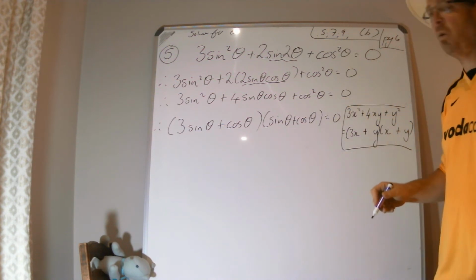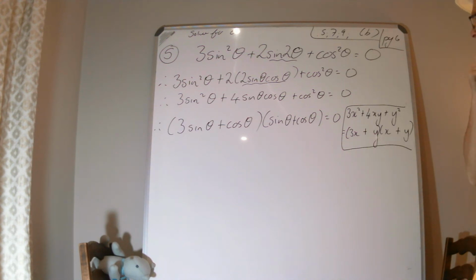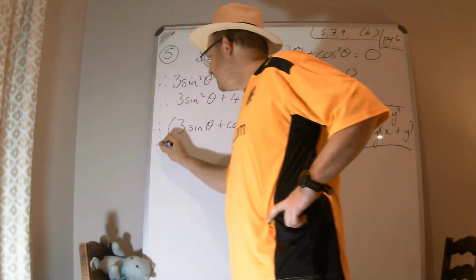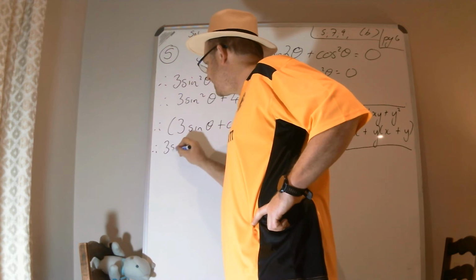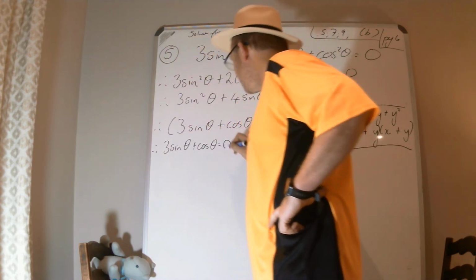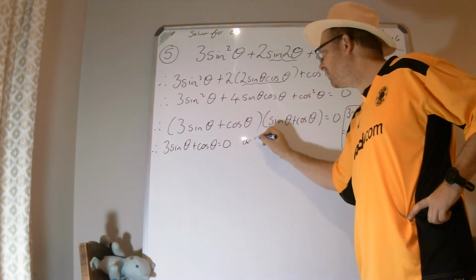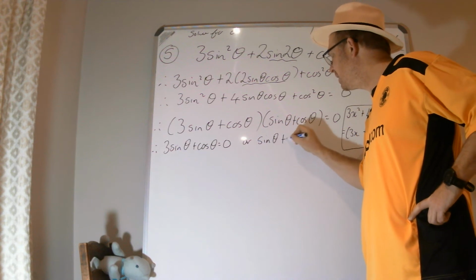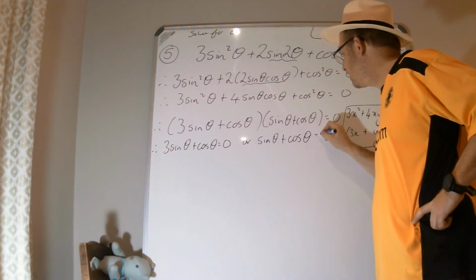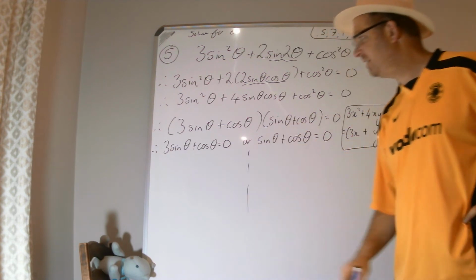And I've got the scenario I want now because I've got a times b is equal to 0, so one of them must be equal to 0. Oh, we are doing so well here. So, two things times together give you 0. What does that mean? It means 3 sine theta plus cos theta is equal to 0, or sine theta plus cos theta is equal to 0. So now you've got to solve both of these separately.